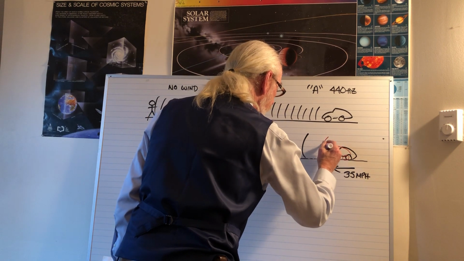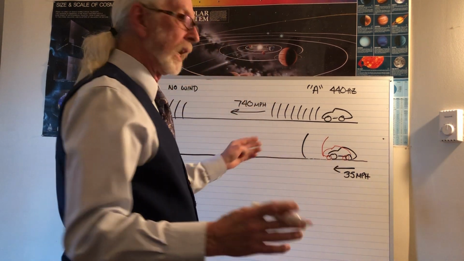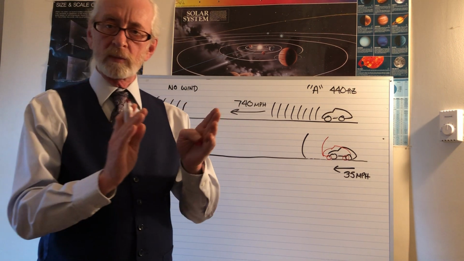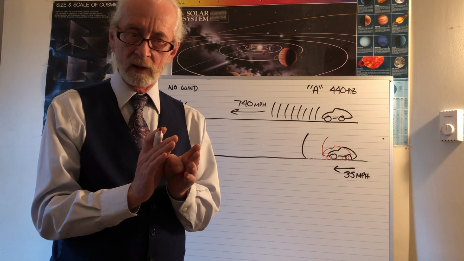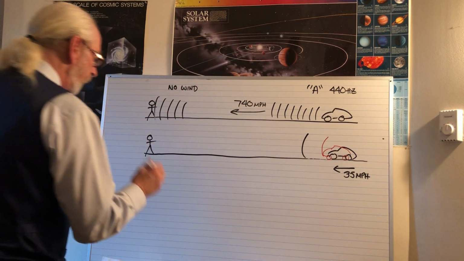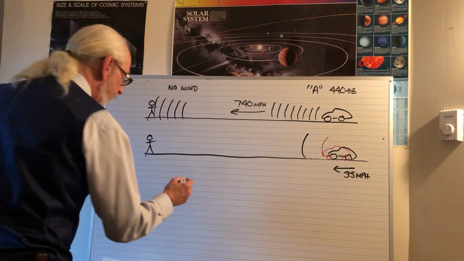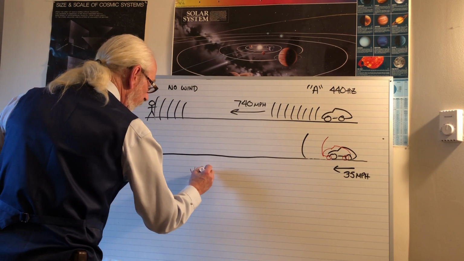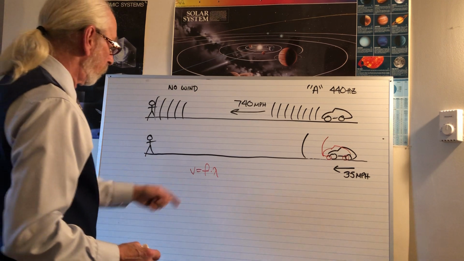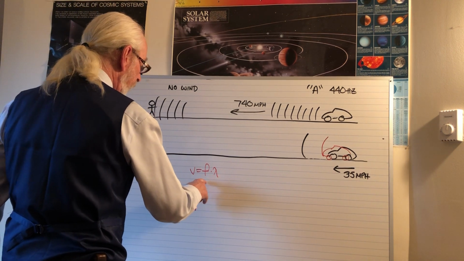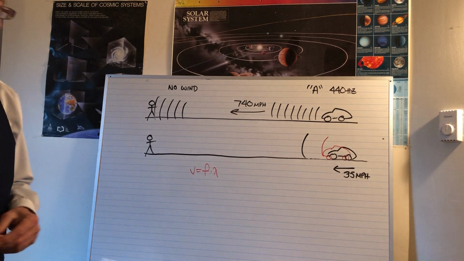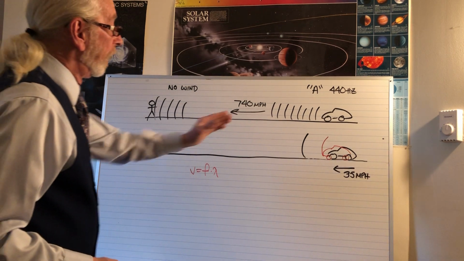And so now the second wave comes out, and what's happened is the distance between the first wave and the second wave has been shortened. And because they have been shortened, remember this relationship between frequency and wavelength. The velocity of a wave equals the frequency times the wavelength. And so if the wavelength gets shorter, the frequency is going to get higher. Ain't no way around it.